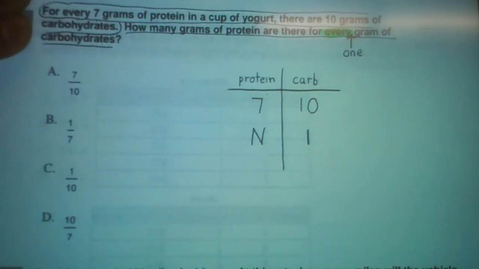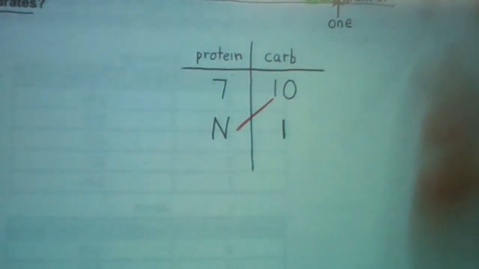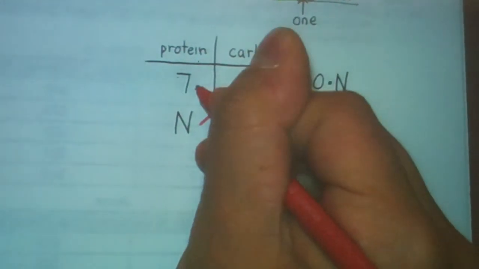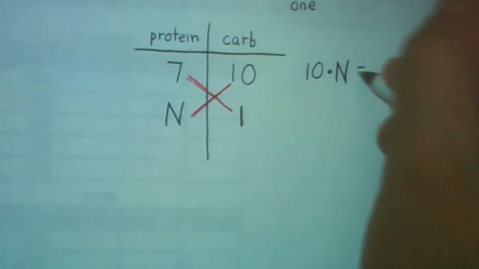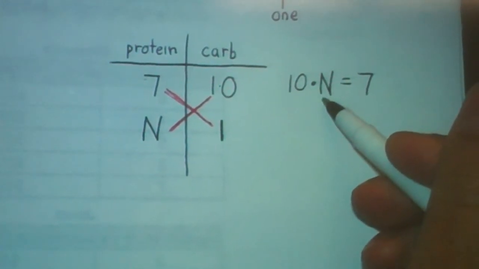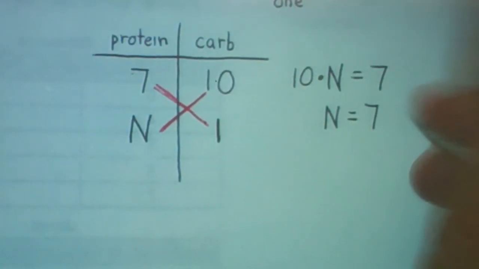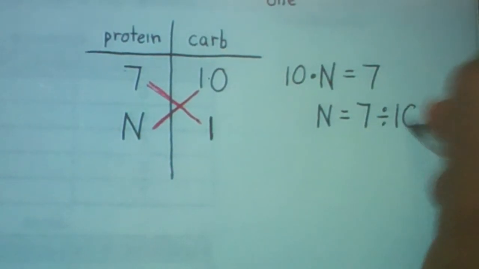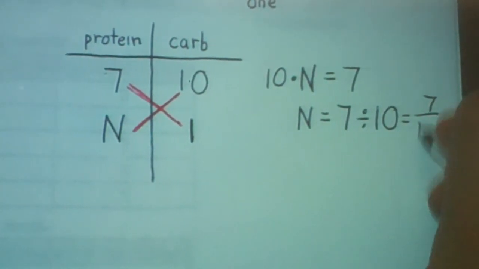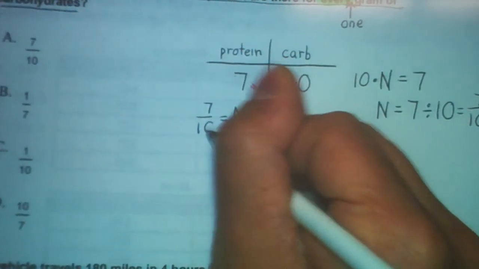There are a couple ways to solve this, but I'm going to use cross multiplication. So first, I'm going to do 10 times n, which looks like this. And then over here, I'm going to do 7 times 1. What's 7 times 1, y'all? Good job, it's 7. And then next step, whatever number's attached to the n, that's what you're going to divide by. I'm going to recopy the n, I'm going to recopy the 7, and then I'm going to divide by 10. 7 divided by 10 is 7 tenths. The answer to this problem was 7 tenths.